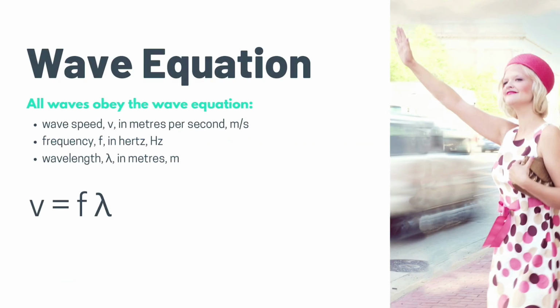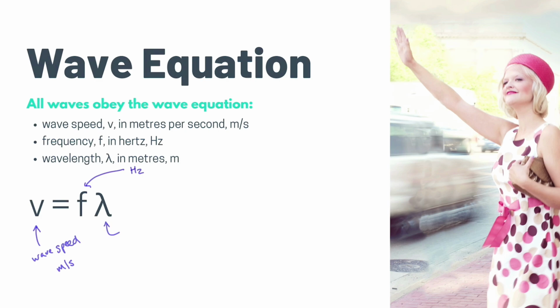Let's go through the wave equation first. The wave equation is something you're probably very familiar with. It's a very common equation in physics, and it basically is v equals f lambda. v stands for the wave's speed, and we have a definition for that in our notes already. Speed is measured in meters per second. Frequency, again, we have a definition for that already, is measured in hertz, and hertz is a measure of how often something happens per second.